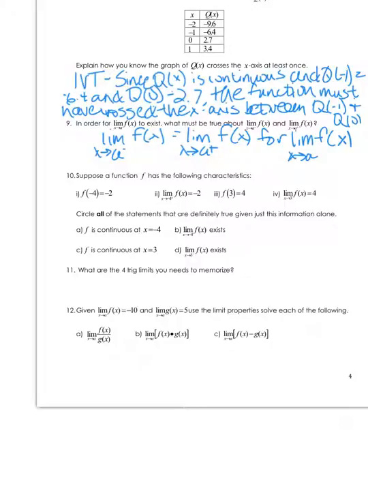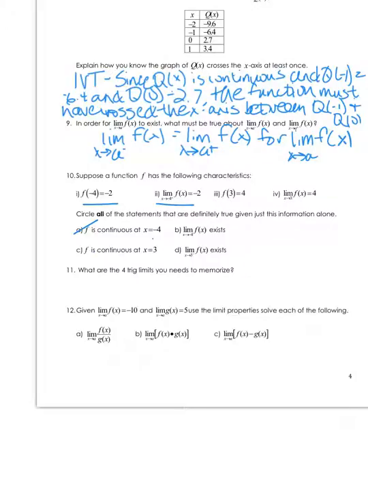So f is continuous at negative 4. In order to figure out if something's continuous, we would need to know the limit from the left, the limit from the right, and f of negative 4. We know the limit from the right, and we know f of negative 4 is negative 2. Those are the same, but we don't know the limit from the left. So we don't know. It's not definitely true, okay?